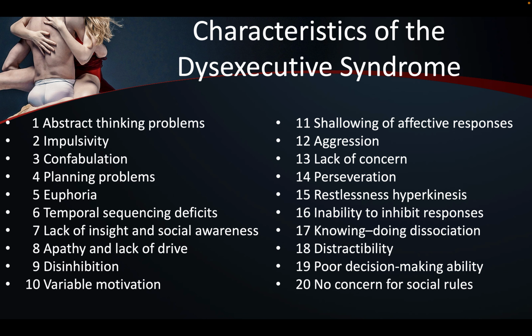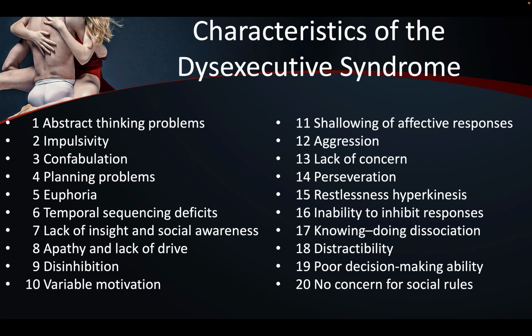Characteristics of executive syndrome: abstract thinking problems, impulsivity, confabulation. Confabulation is where you believe anything that you're told. So you repeat everything that you're told as if it were the gospel truth.